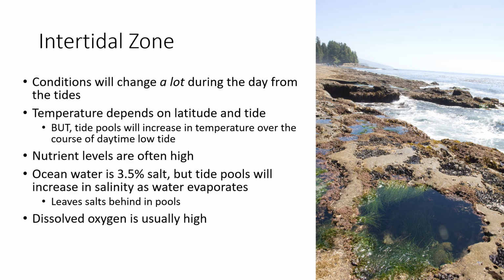That pool is just going to be sitting under the sun all day, and it's going to increase in temperature over the course of that day. And as that water evaporates from that pool, the salinity is going to increase. So organisms have to be adapted for that. The nutrient levels tend to be relatively high because we're along the coast and we have a lot of influx of nutrients from the land. And the dissolved oxygen is usually pretty high because we have a lot of wave action, and the waves as they crash along the shore are going to become aerated. They're going to allow a lot of oxygen to dissolve into that water.